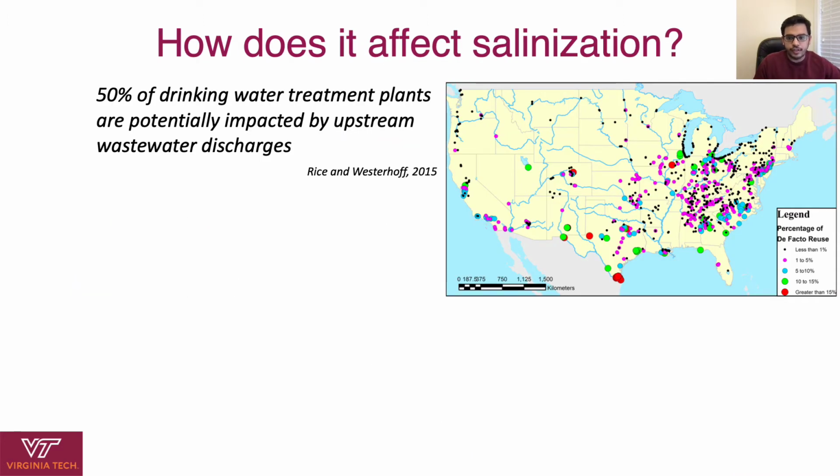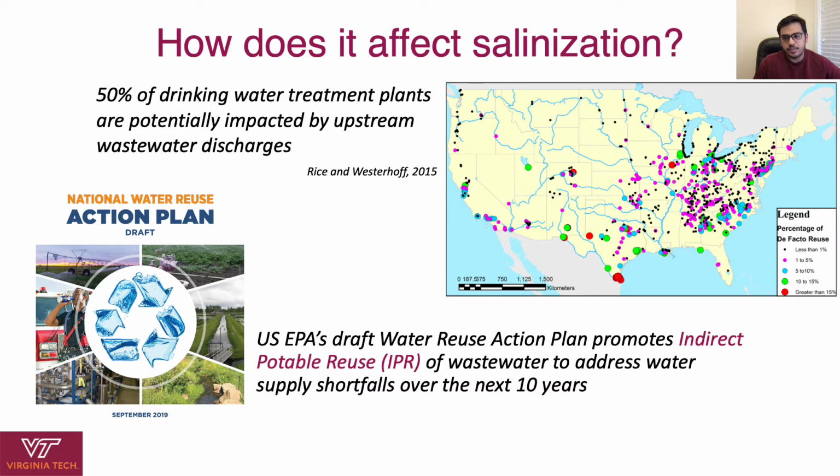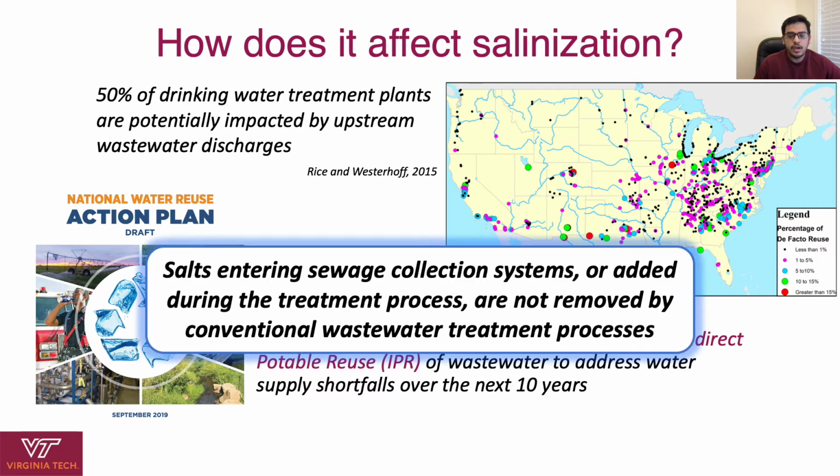A study from 2015 found that more than half of drinking water treatment plants in the United States are potentially impacted by upstream wastewater discharges. In 2019, the US EPA released a draft National Water Reuse Action Plan that promotes indirect potable reuse to address water supply shortfalls over the next 10 years. So how does this all relate to freshwater salinization? Salts entering the sewage collection system or added during the treatment process are not removed by conventional wastewater treatment. Thus, this has the potential to exacerbate the freshwater salinization syndrome.